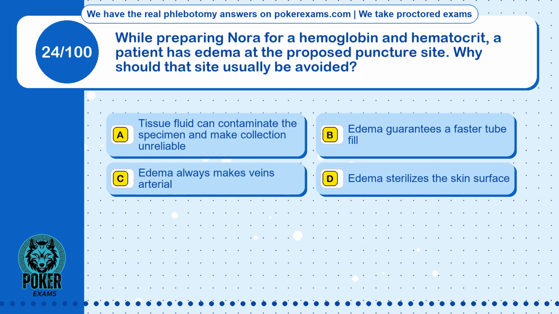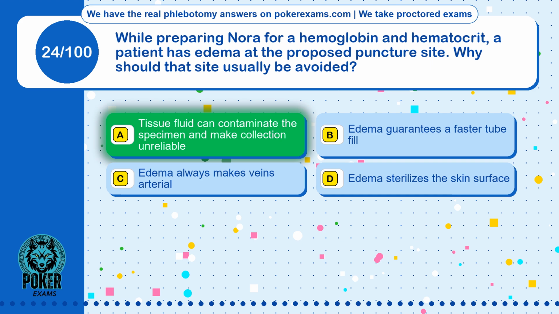Question 24. While preparing NORA for a hemoglobin and hematocrit, a patient has edema at the proposed puncture site. Why should that site usually be avoided? Option A: tissue fluid can contaminate the specimen and make collection unreliable. Option B: edema guarantees a faster tube fill. Option C: edema always makes veins arterial. Option D: edema sterilizes the skin surface.